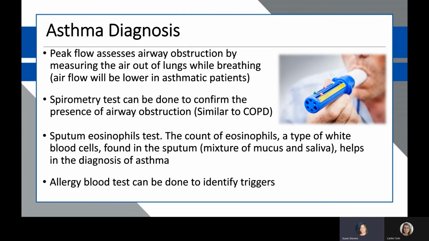Asthma diagnosis. Now, the peak flow assesses airway obstruction by measuring the air out of the lungs while breathing. So the airflow will be lower in asthmatic patients. A spirometry test can be done to confirm the presence of an airway obstruction, and this is similar to the COPD test. The sputum eosinophil test counts the eosinophils. This is a type of white blood cell found in the sputum, which is a mixture of mucus and saliva, and this helps in the diagnosis of asthma. And an allergy blood test can be done to identify triggers.